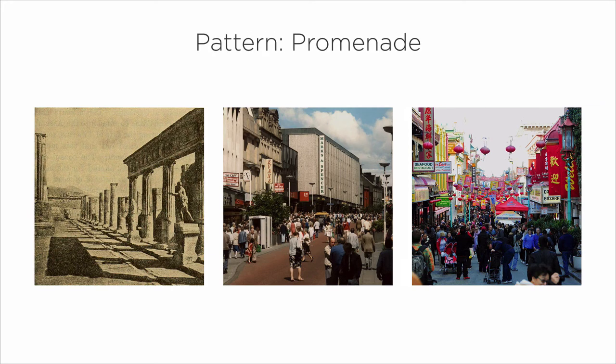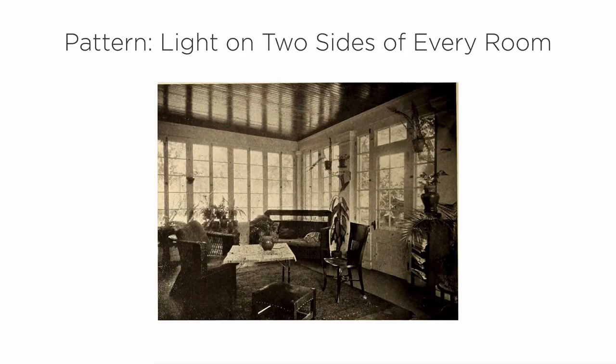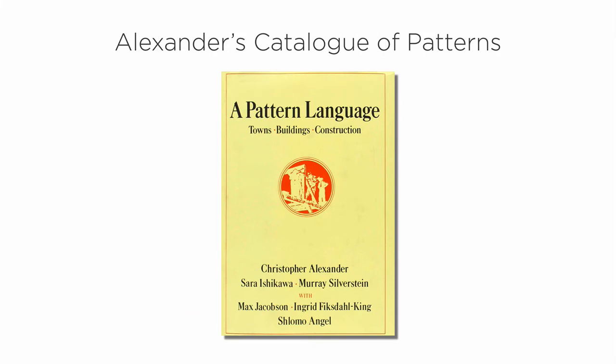Let's call it a pattern. And he could see many such patterns, all the way from city planning down to individual rooms. For example, he said, rooms that feel cozy and comfortable tend to have windows on two sides. This is a common pattern, let's give it a name and study how it works. So he got a few collaborators together and they wrote a book that collected hundreds of such patterns.